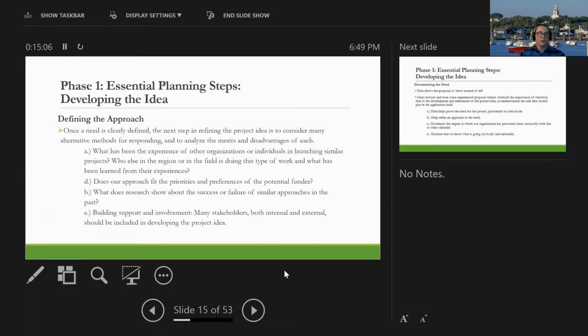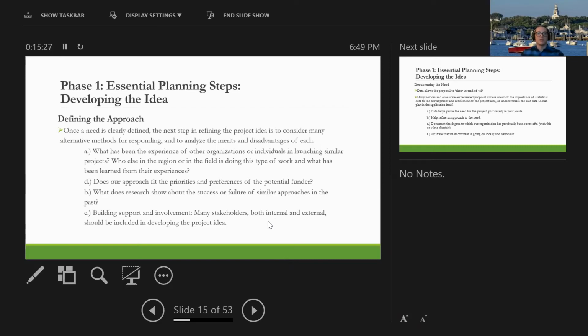So defining the approach. Once our need is defined, the next step is refining the project idea to consider many alternative methods for responding. From there, analyze the merits and the disadvantages of each. I have some questions here for you and what that would entail.